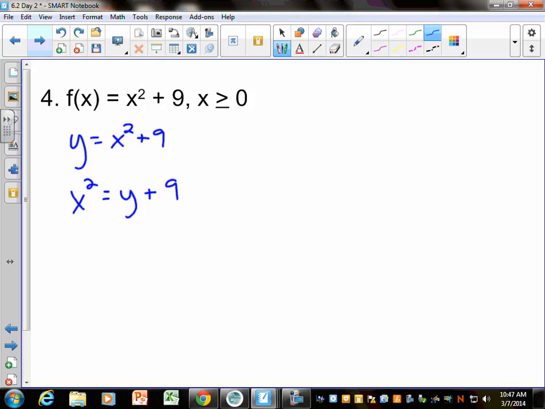I'm an idiot. What am I supposed to do next? Switch x and y, right? So x goes here. That would be y squared plus 9. Sorry.